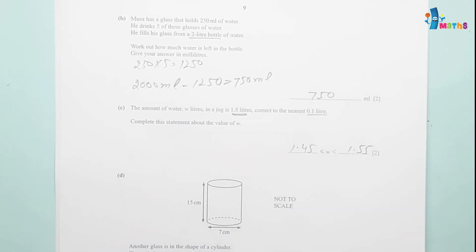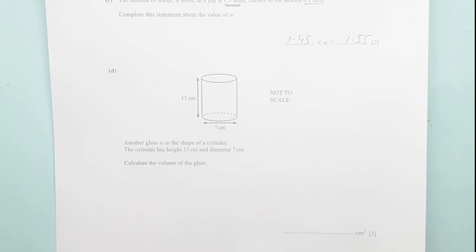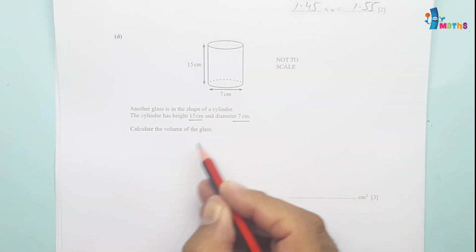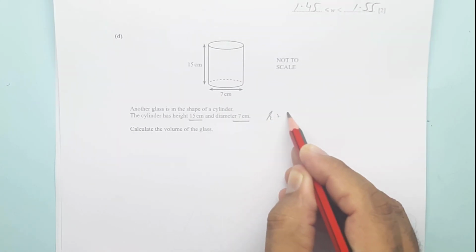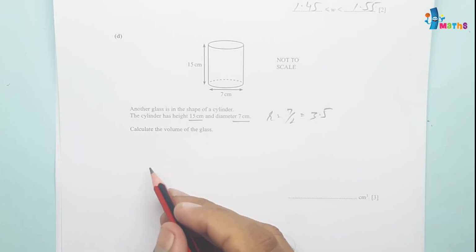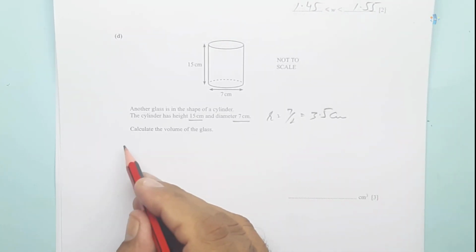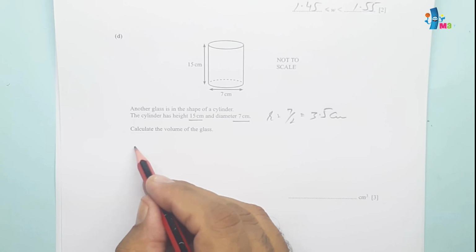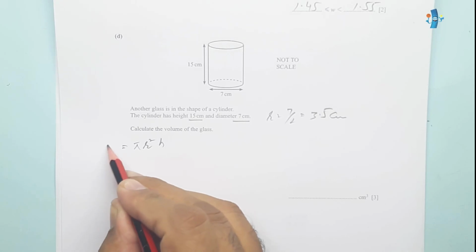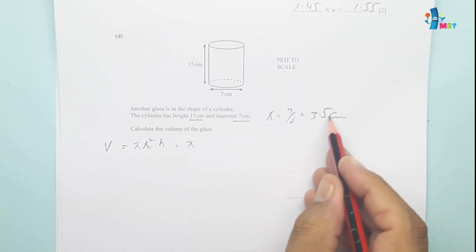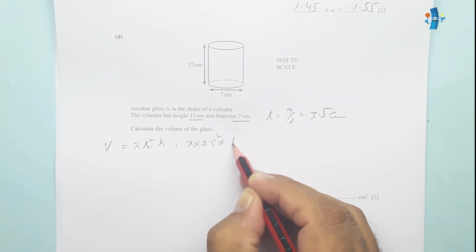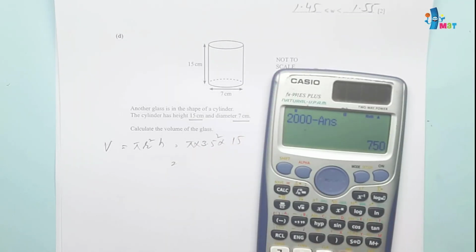E part, this drawing is given. Basically this is a cylinder, another glass in the shape of a cylinder. The cylinder has a height of this one and a diameter of this one. So radius will be equal to half of diameter, that is 7 by 2, which is 3.5, and this radius we can use to calculate the volume of the glass. Volume we know is pi r squared into h. So pi r is 3.5, so 3.5 squared into h, which is 15. So we can calculate this one.